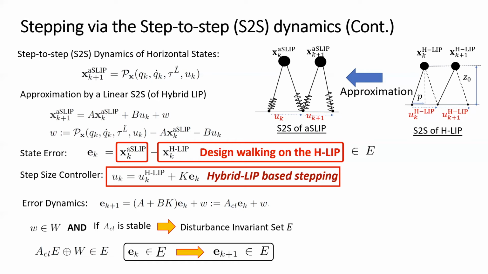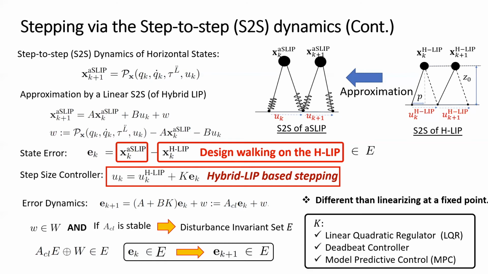Note that this approach is different from linearizing the nonlinear dynamics at a fixed point. It is about approximating the nonlinear dynamics by a linear system over a range of the state space. Additionally, a lot of linear controllers can be used. For example, the linear quadratic regulator, deadbeat controller, or model predictive control can be used to realize the feedback gain K, as long as the closed-loop matrix A_CL is stable.